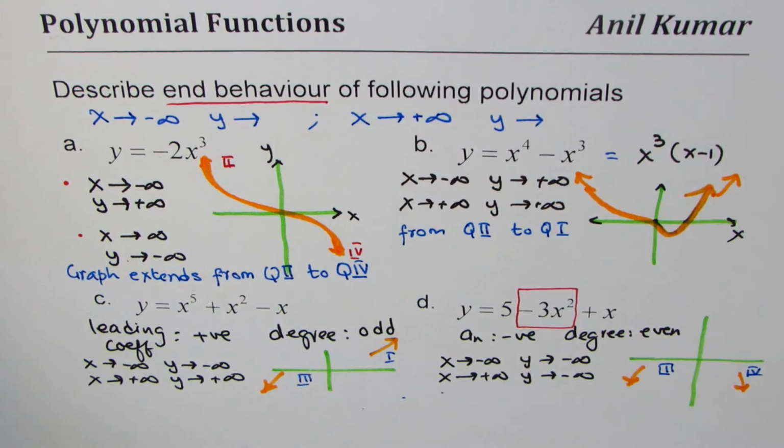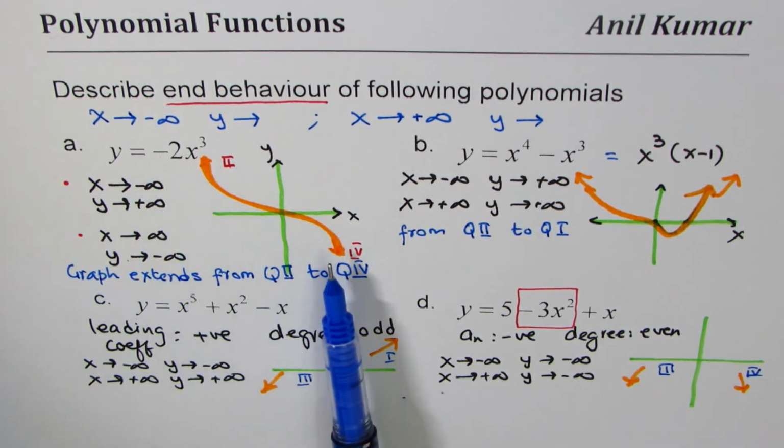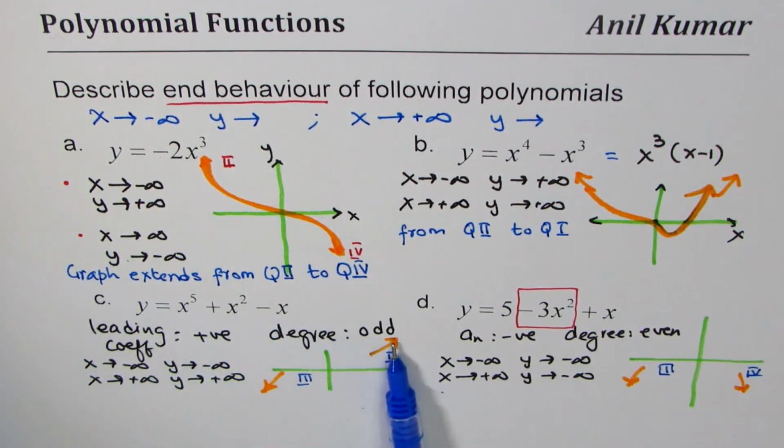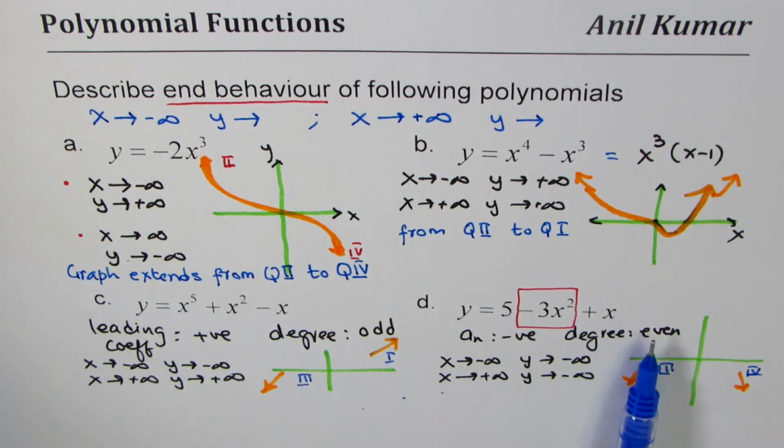So to summarize, if you have to write end behavior of a polynomial function, you need to analyze leading coefficient and the degree. If leading coefficient is positive, graph ends in quadrant 1. If leading coefficient is negative, it ends in quadrant 4. If the degree is odd, both are on the opposite ends. And if the degree is even, both are on the same ends. So that helps us to describe the end behavior.